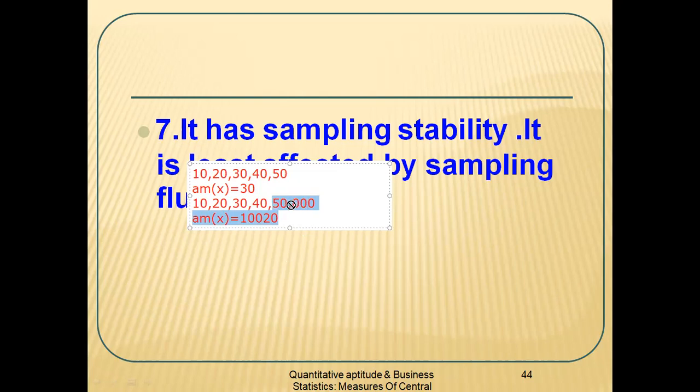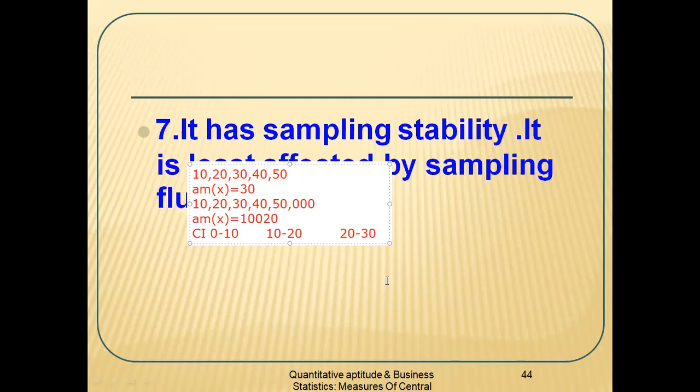This number is called an extreme value. So on extreme value, arithmetic mean cannot be calculated. Is it clear? This is one more disadvantage. And in case of open-end class interval, arithmetic mean cannot be ascertained. Sir, what do you mean by open-end class interval? Now 0 to 10, 10 to 20, and 20 to 50. If you observe the given data, are both the upper limit and the lower limit of each class given or not given?